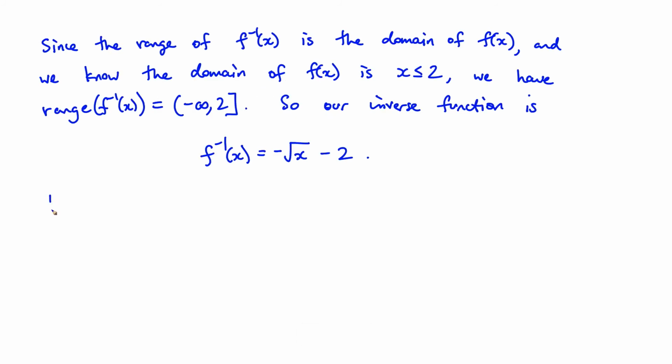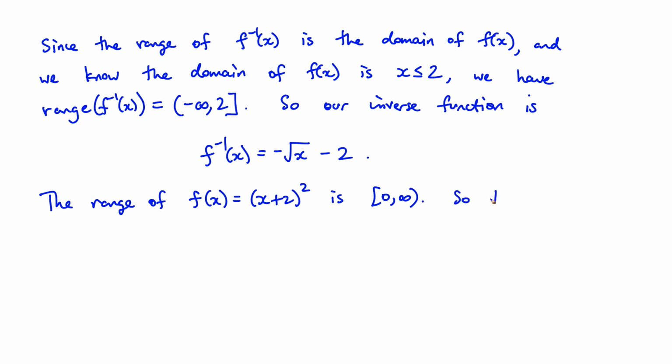Okay, so the range of f of x, which was x plus 2 all squared, is everything bigger than or equal to 0. So square bracket 0 up to infinity. And so this becomes the domain. Theory tells us this. So the domain of f inverse is everything bigger than or equal to 0.